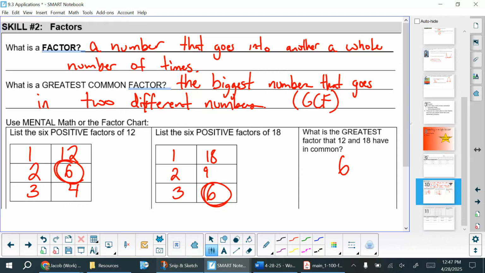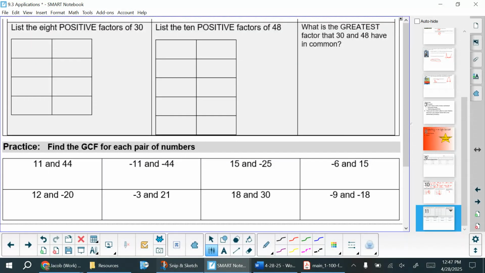So what I want you to do right now is to go ahead and try this second one out, right? List the 8 positive factors of 30, list the 10 positive factors of 48, and then find the greatest common factor. Pause the video, we'll talk about that, and then you can go over that.